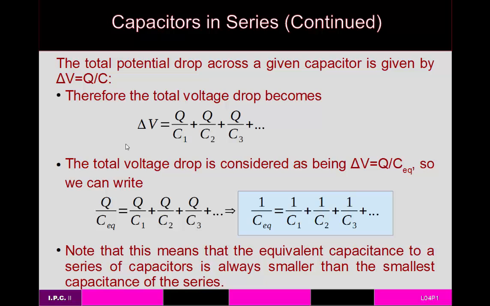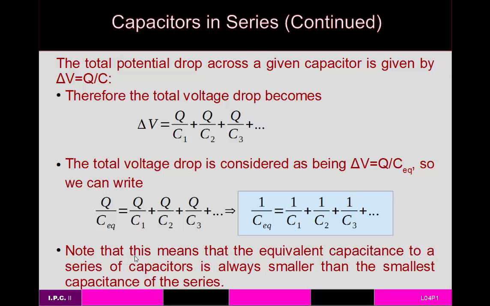So since all of these have the same factor of Q, we can remove the Q, basically divide it out of everything, and we're left with 1 over the equivalent capacitance is 1 over the first capacitor's capacitance plus 1 over the second one plus 1 over the third one's capacitance, and so on.